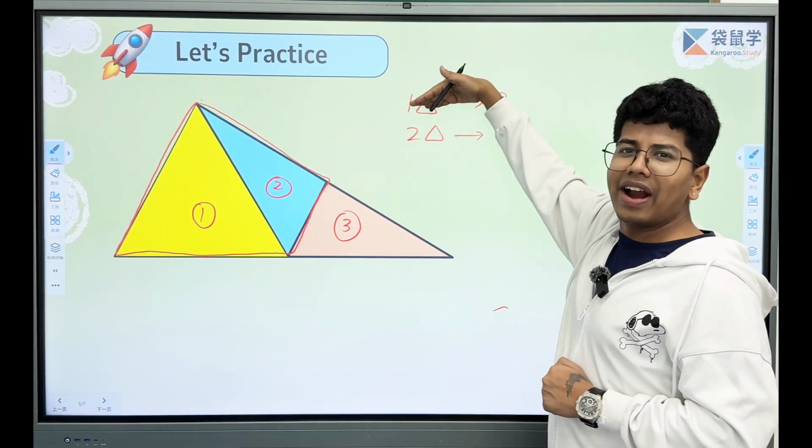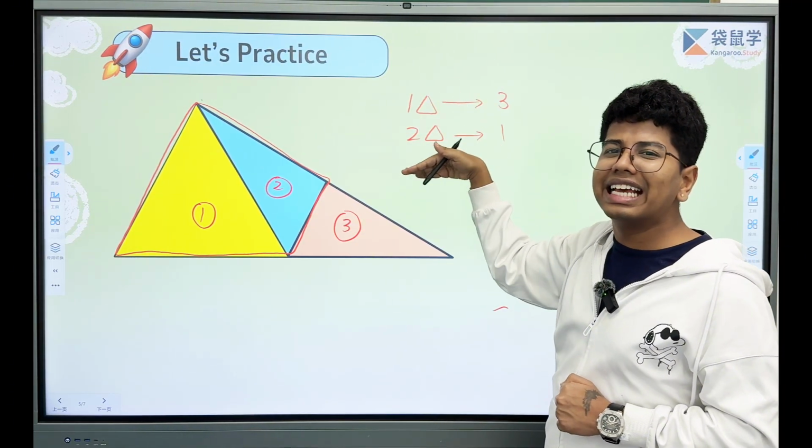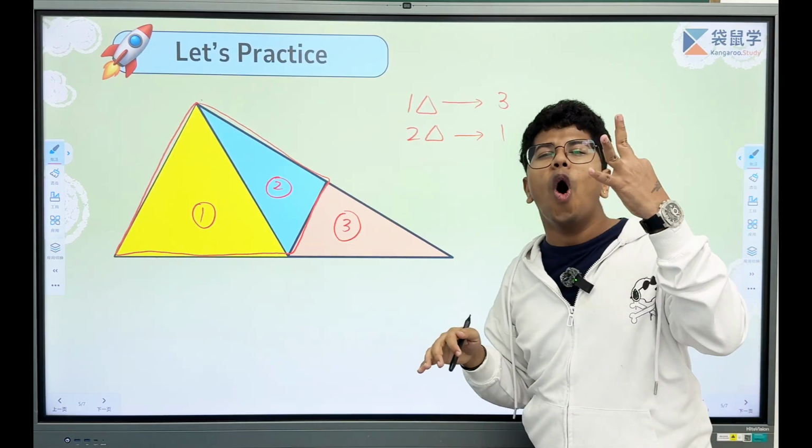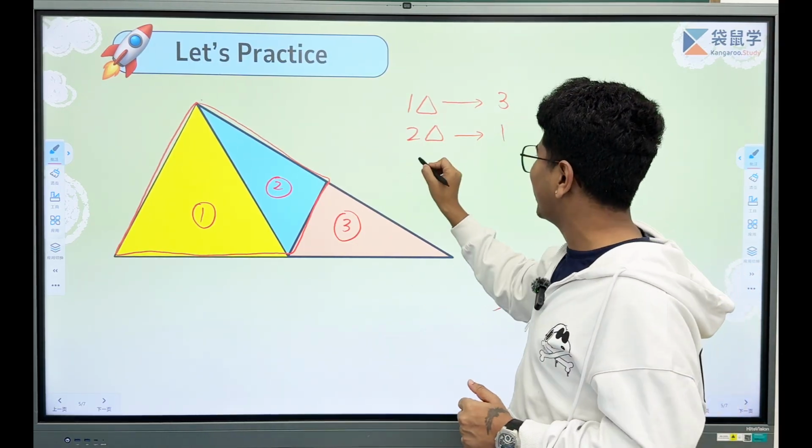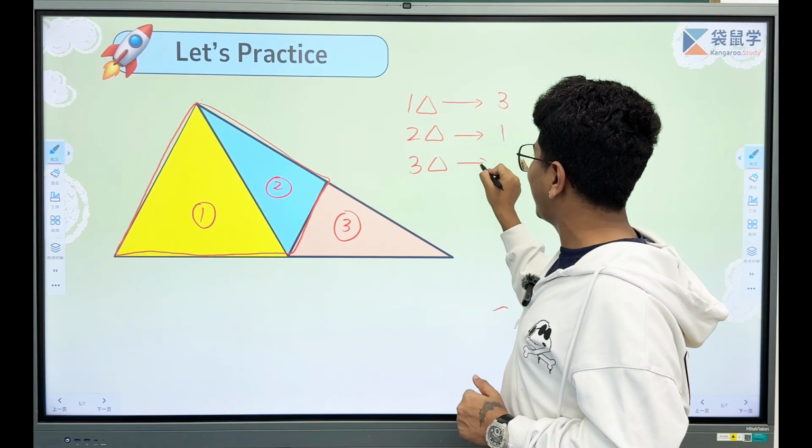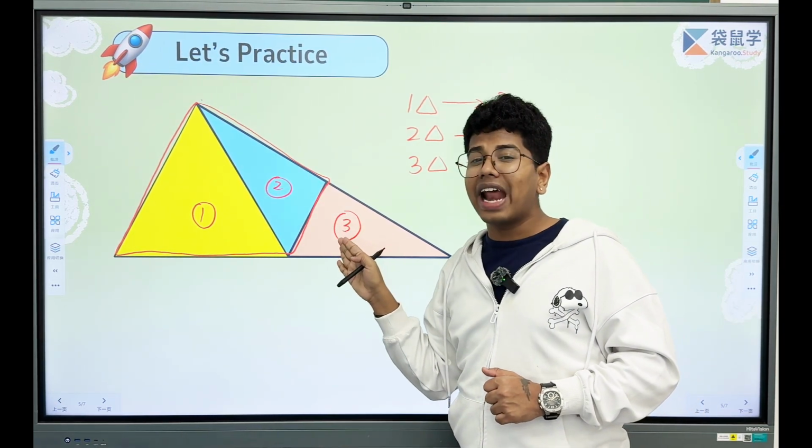So I have tried 1 triangle together, 2 triangle together. What's the next thing I can try? Oh, all 3 triangles together. Very good. So 3 triangles together, when I combine all 3, how many triangles I get?